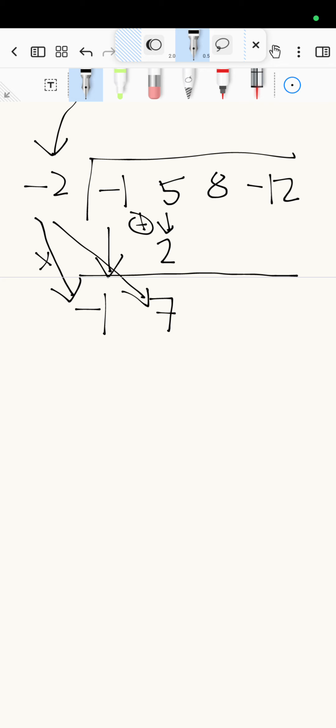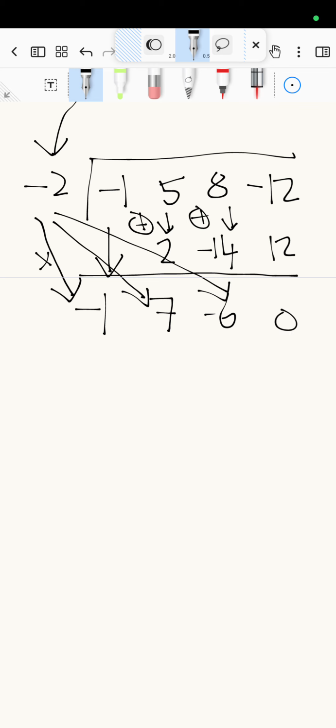Minus 2 times 7 is minus 14. Then you're going to add. So now you're adding down. Minus 8 plus minus 14 is going to give you a negative 6. And then we do the process again. So it's going to be multiply, minus plus. So 2 times 6 is going to be plus 12. Add those, you get 0, which we said we're supposed to get.